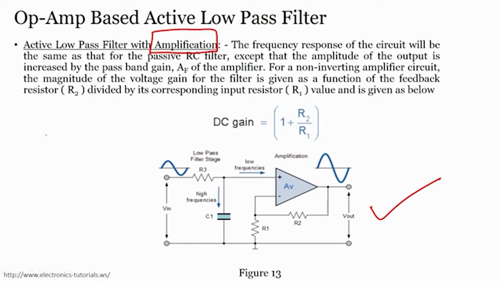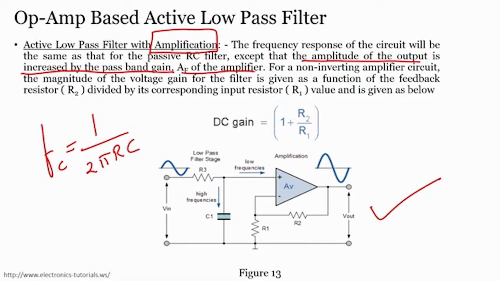That means FC is 1 upon 2 pi RC, except that the amplitude of the output is increased by the pass band gain AF of the amplifier. That means the amplitude can be changed by the gain of the amplifier. This is a non-inverting amplifier, so we have the formula 1 plus R2 by R1, multiplied by V in.